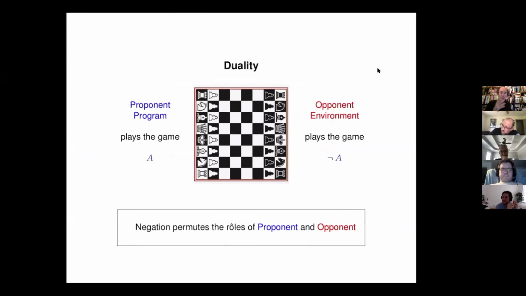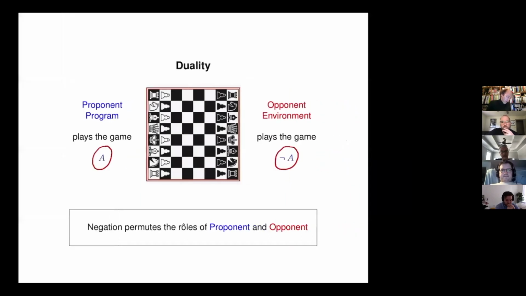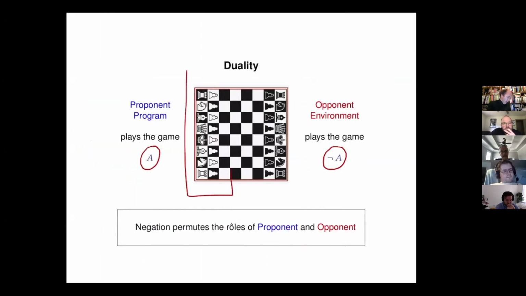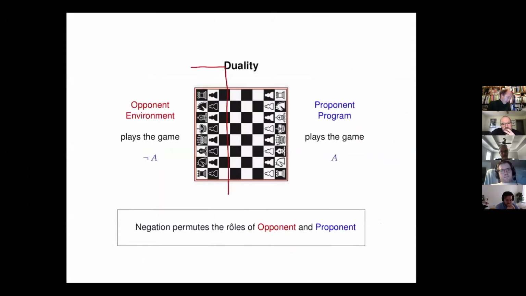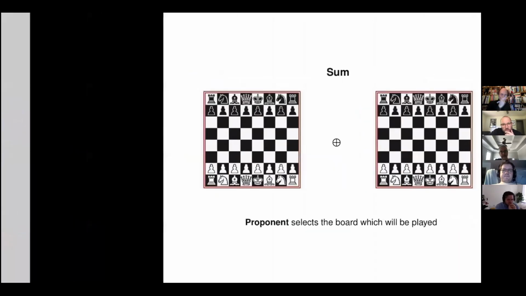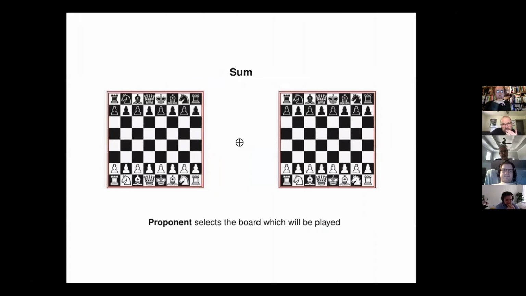So the fundamental aspect of game semantics is the idea that there is a duality between the player and the opponent. So if player plays the formula A, the opponent here plays the formula negation of A. Okay, so negation permutes the roles of proponent and opponent. And so here, you have the white playing, and in the game not A, really the white becomes the black. And so negation permutes the roles of opponent and proponent. And then there are a number of basic combinators on games. And these combinators are extremely simple, elementary, and important.